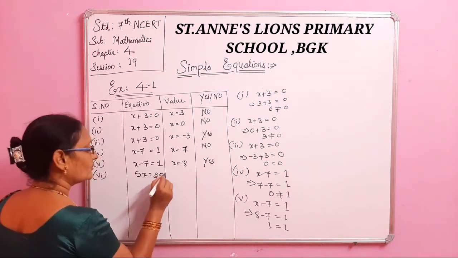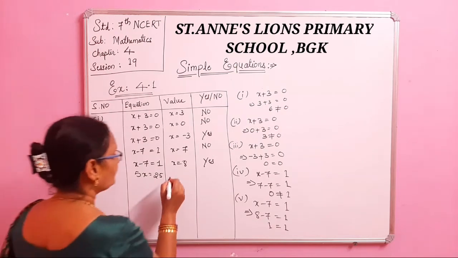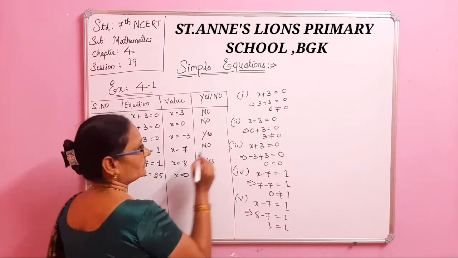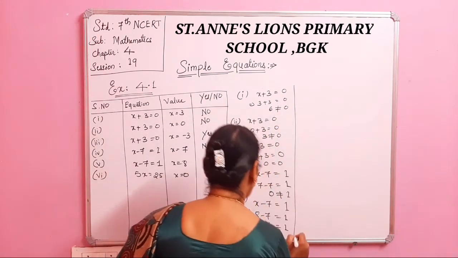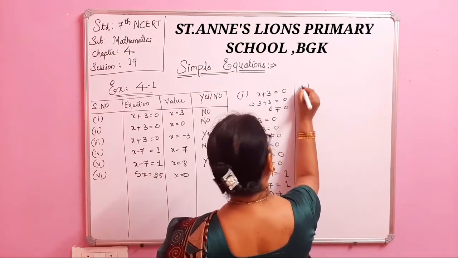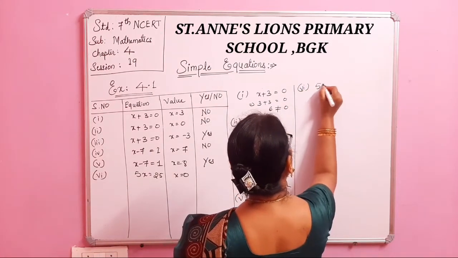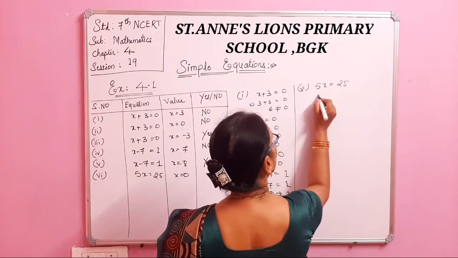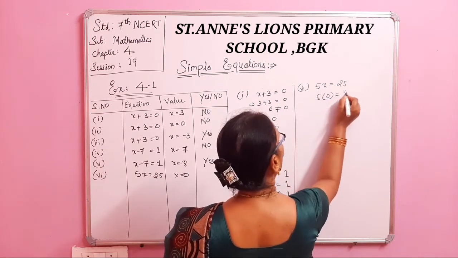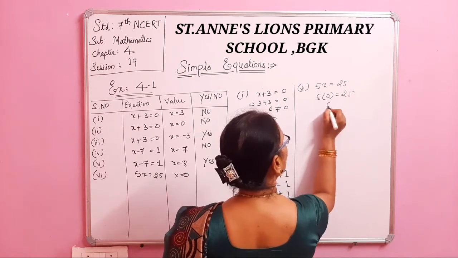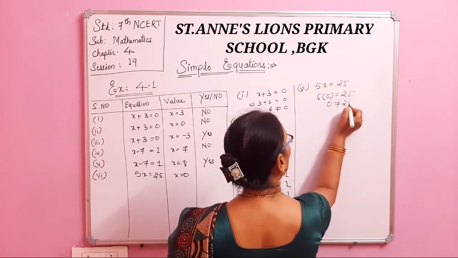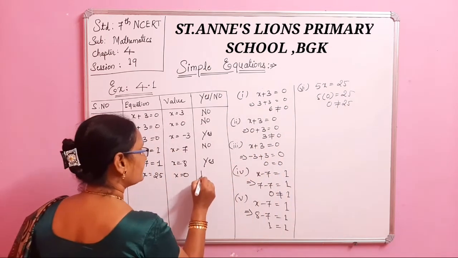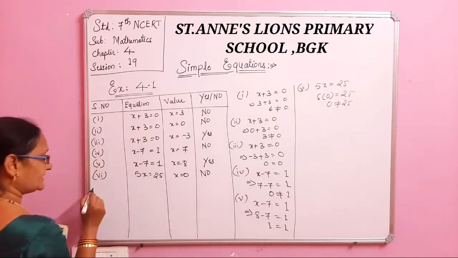Next, the same way, sixth problem, that is 5x equal to 25. What is the x value? The x value is 0. Now we will see the sixth problem. See, what is the equation? 5x equal to 25. The x value is 0, so 5 times 0. Here, 5 zeros are 0, which is not equal to 25. That means this value is not satisfied.